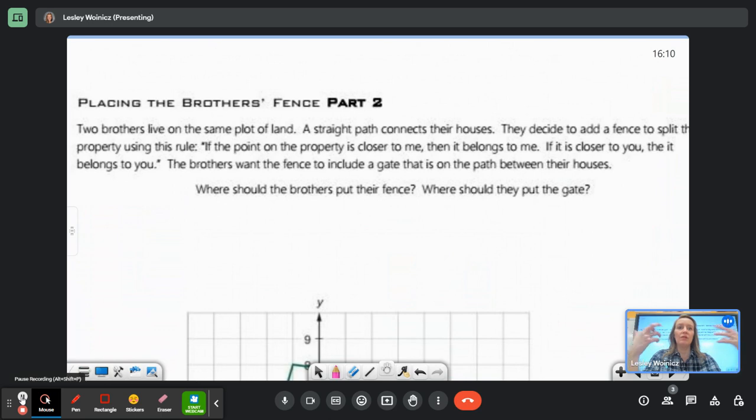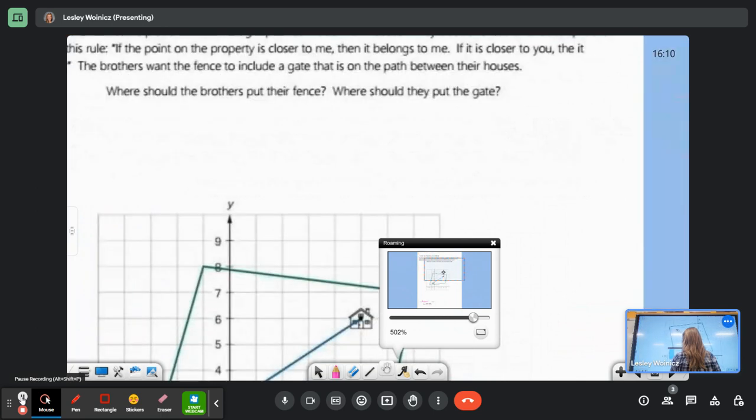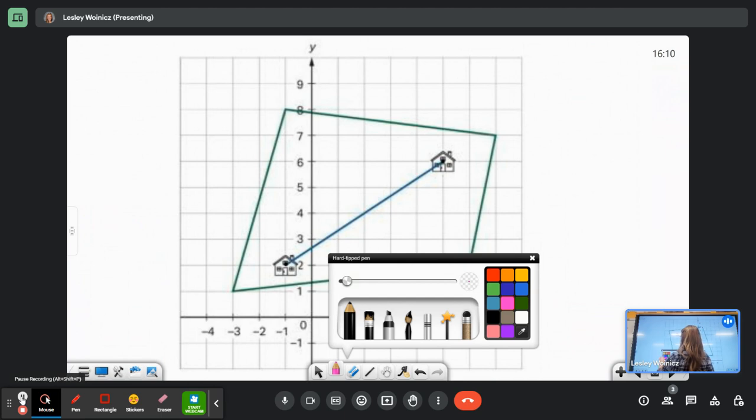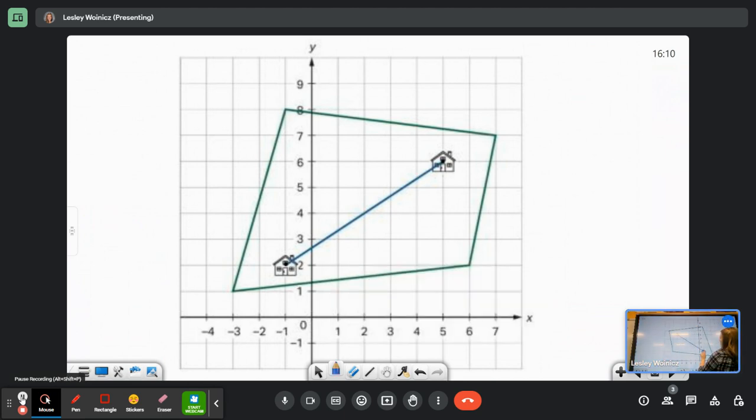So we can use some coordinate geometry tools. One of our first tools that we have is slope. Okay, the slope of the segment connecting our brothers' houses is up 4, right 6. So that means that the m for my segment is 4/6, which reduces to 2/3.